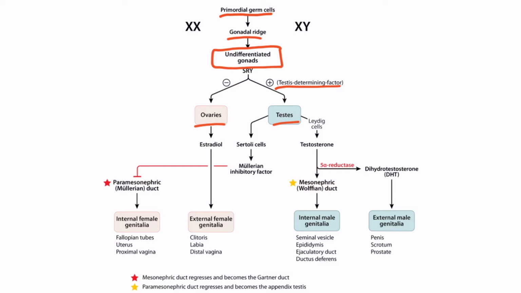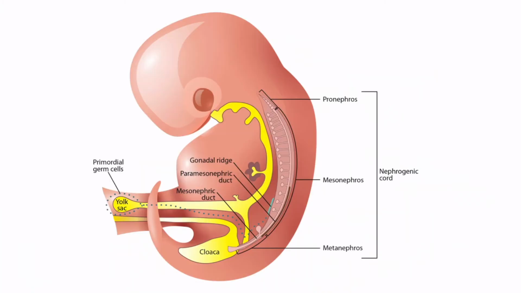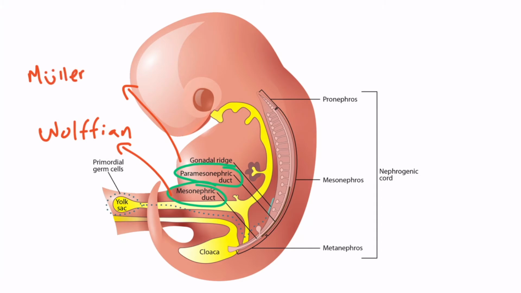Once the gonads have differentiated, they start secreting sex-specific hormones. The ovaries start secreting estradiol, and the testes secrete Müllerian inhibitory factor from Sertoli cells and testosterone from Leydig cells. These hormones are important because they dictate what type of internal or external genitalia will form. If we return to this image, we can see the mesonephric duct and the paramesonephric duct. The mesonephric duct is also known as the Wolffian duct, and the paramesonephric duct is also known as the Müllerian duct. These structures are influenced by hormones and ultimately become either male or female internal genitalia.